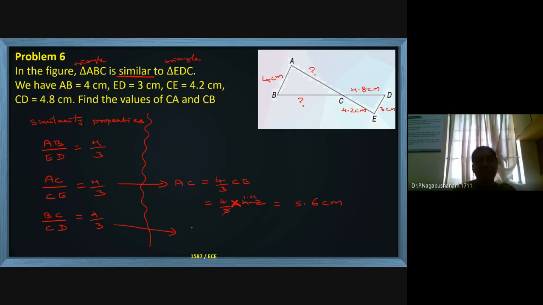Now go to the other similarity. We are supposed to find the BC value. So it is 4 by 3 into CD. Already the CD value is given in the question, it is 4.8. Simplify, 3 ones are 3 and 3 1.6 are 4.8. If you multiply, it is 6.4 centimeter. So BC is 6.4 centimeter, and on the other side AC value is 5.6 centimeter.